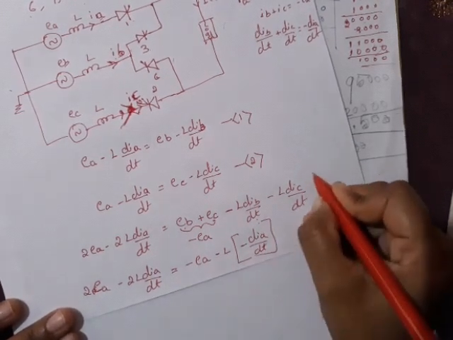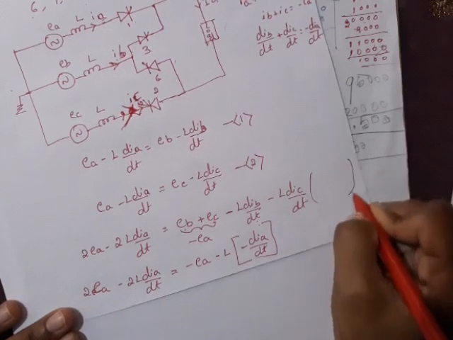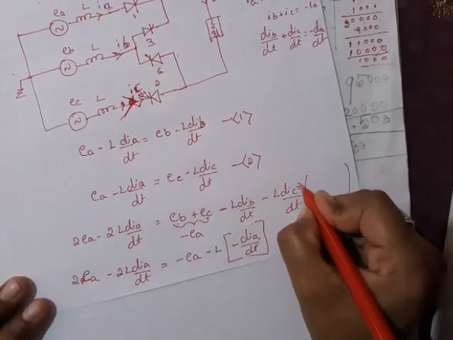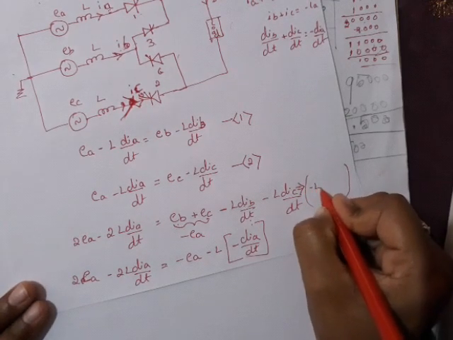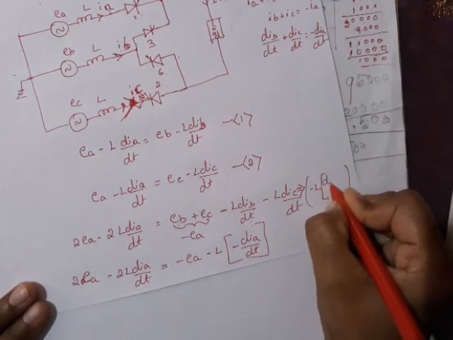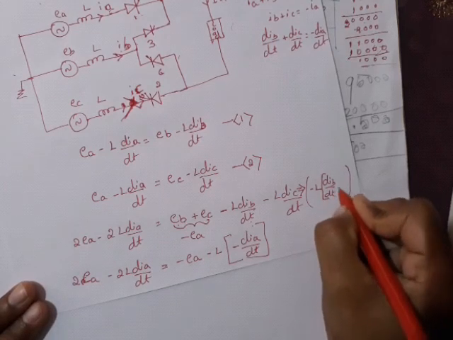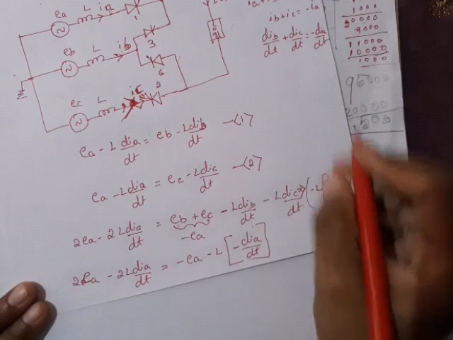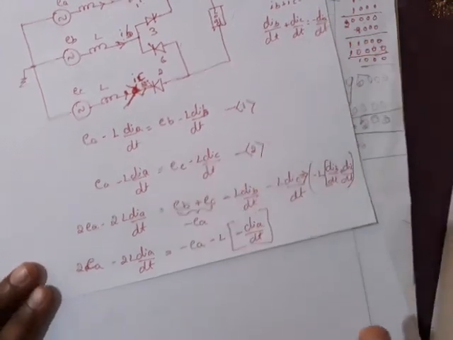So got it, right? Just in the bracket I'll write. Don't take this as multiplication. What we have done here is minus L I have taken outside. Remaining thing is dIB by dt plus dIC by dt. For this I have replaced minus dIA by dt. Okay.